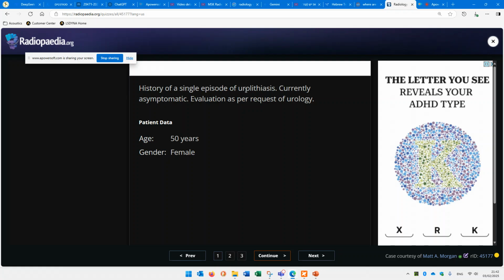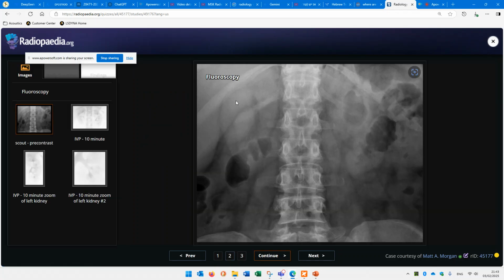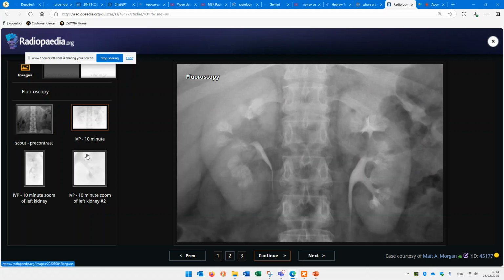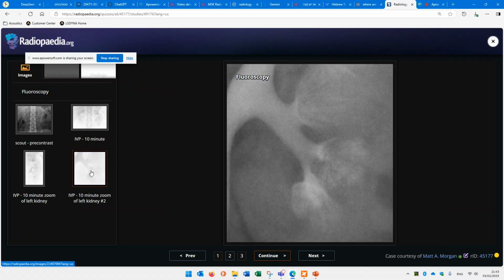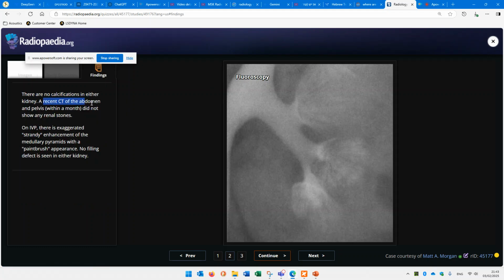History of a single episode of urolithiasis. Currently asymptomatic, evaluation per request of urology. 50 years old female. Okay, so let's see if we see any stones. It doesn't seem so. Okay. Here are the calyces. Okay. There are no calcifications. I don't see any stones.